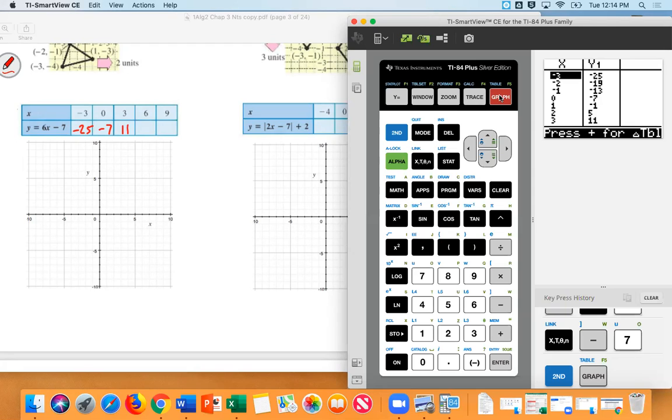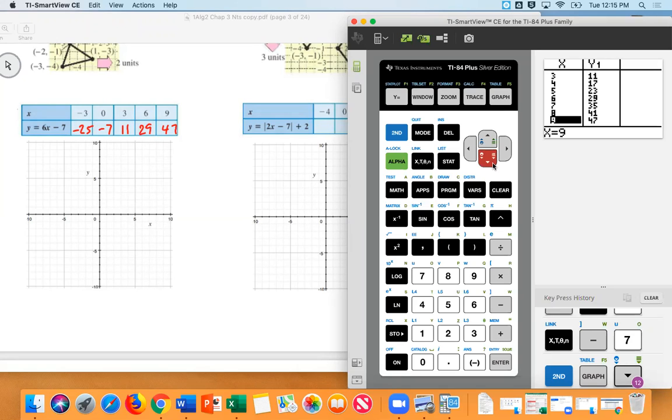Now I need 6 and 9, so I'm going to scroll down. So 6 is going to be 29, and 9 is going to be 47. Now, Hannah's sitting here, and she's like, Harmon, but my graphing calculator ran out of batteries. So what do I do? Well, when your calculator's out of batteries and you don't know how to do it, this is all you do.